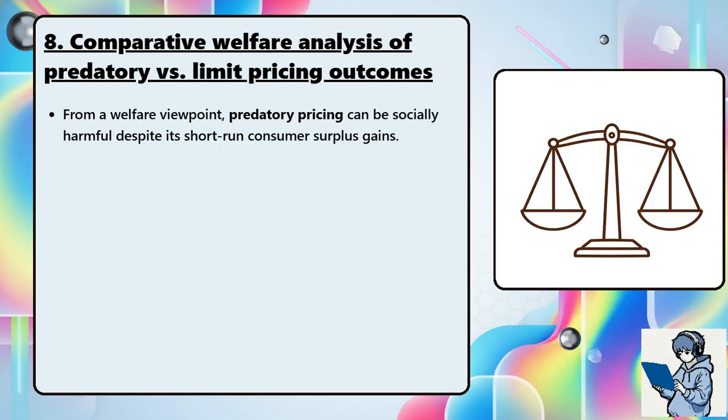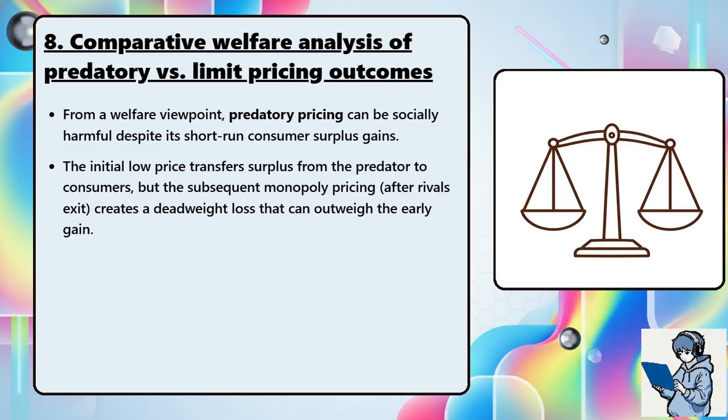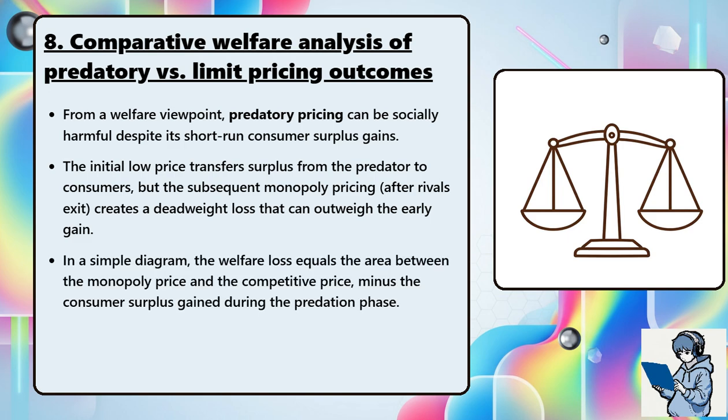From a welfare viewpoint, predatory pricing can be socially harmful despite its short-run consumer surplus gains. The initial low price transfers surplus from the predator to consumers, but the subsequent monopoly pricing after rivals exit creates a deadweight loss that can outweigh the early gain. In a simple diagram, the welfare loss equals the area between the monopoly price and the competitive price, minus the consumer surplus gained during the predation phase.